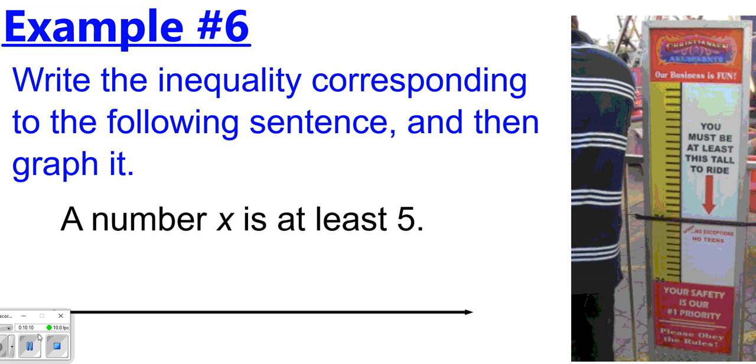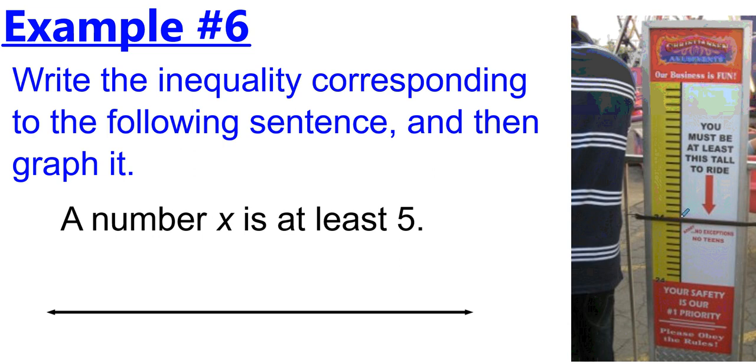All right, on this example number 6, it says write the inequality corresponding to this sentence and then graph it. So the same thing as the last one. If you have been to the fair or to Bay Beach in Green Bay, really any amusement park, you've probably seen a sign like this where it says you must be at least this tall to ride the ride. So if it says you must be at least this tall, well, obviously you can be taller than that, but you can't be shorter than that. You could be exactly that height, so if it just barely touches your head, you are good to go. You can ride the ride. So you can be that height or more.